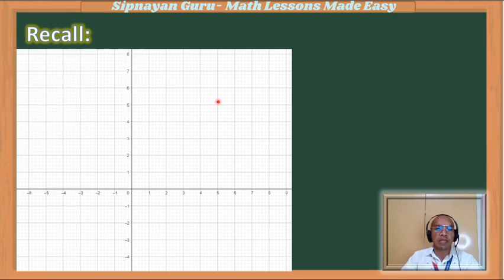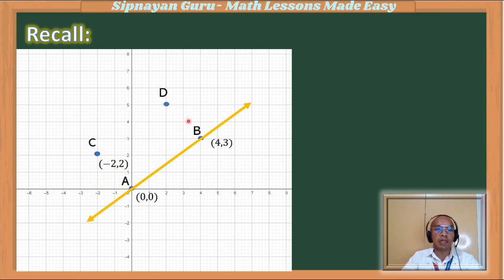Now, let's recall that in graphing a linear equation, we need at least 2 points. So suppose we have this point at the origin. This is point A. We have another point here, which is point B, and the coordinate is (4, 3). If you connect these 2 points, we have line AB. We also have another point, which is point C, whose coordinate is (-2, 2), and point D, whose coordinate is (2, 5). If you connect the 2 points, this is line CD.